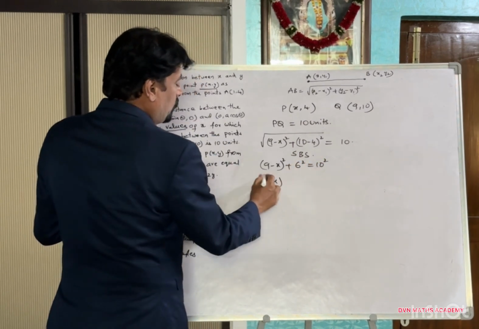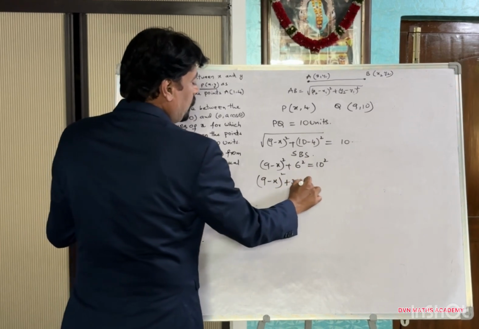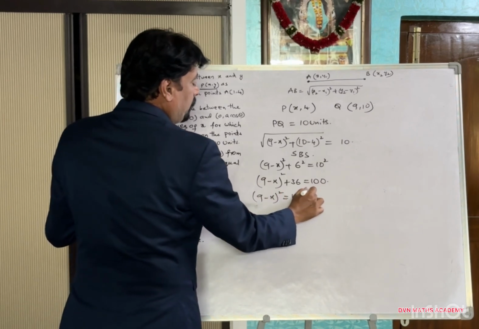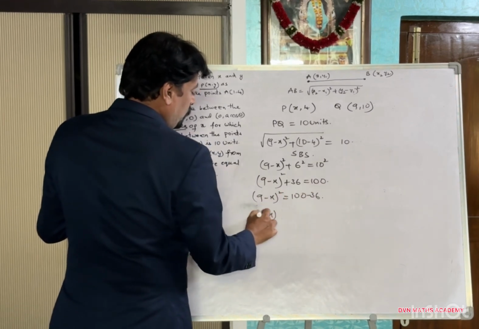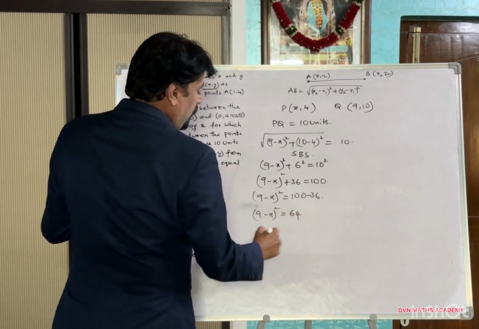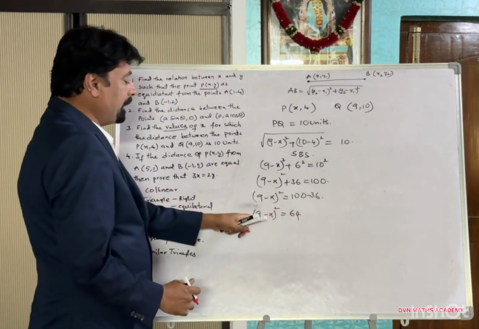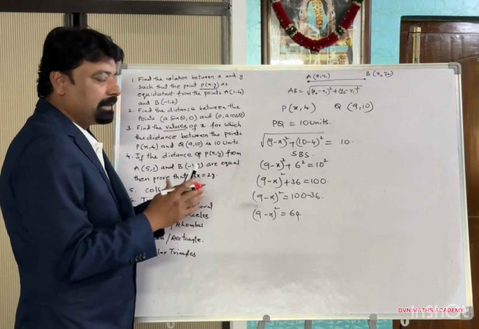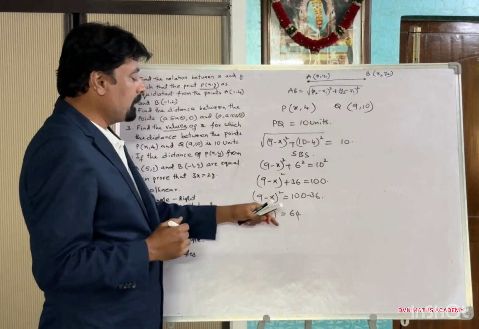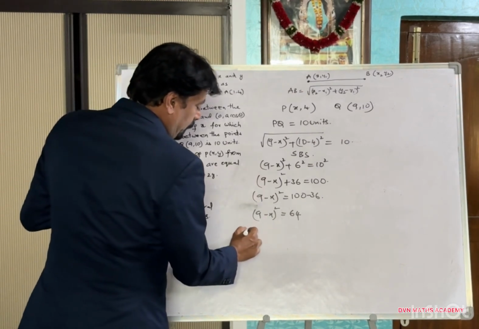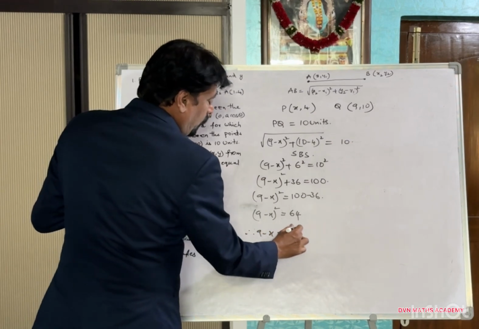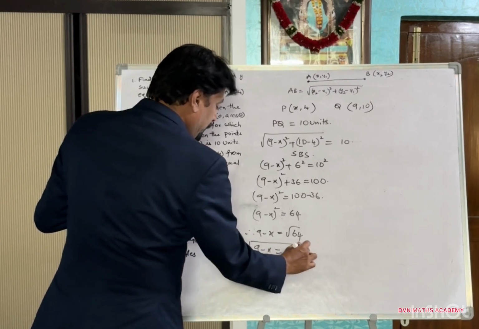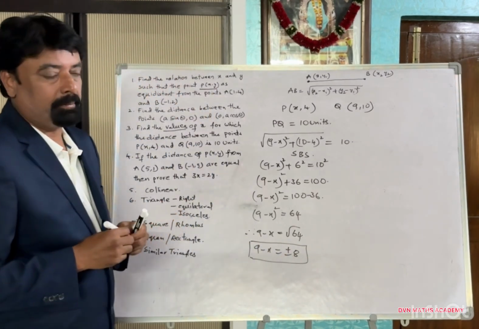So 9 minus x whole square plus 36 is equal to 100, and 9 minus x whole square is equal to 100 minus 36. So 9 minus x whole square is equal to 64. Here, don't open this 9 minus x whole square as a minus b whole square. If you open it also, you will get the correct answer only, but the process will be very lengthy. Directly also, you will get the answers. Here, 9 minus x is equal to under root of 64. 9 minus x is equal to plus or minus 8. This is a very important statement.